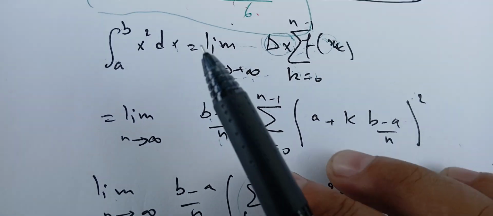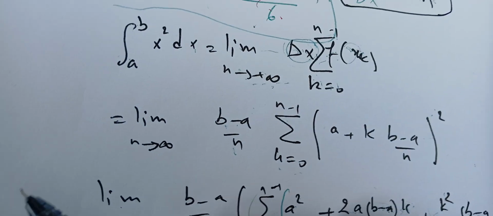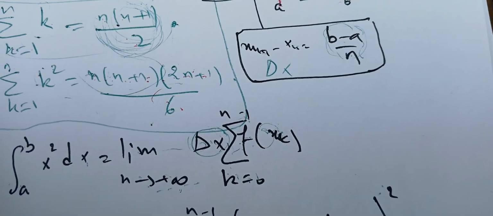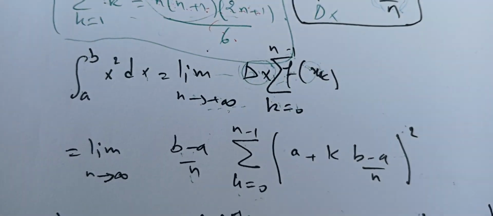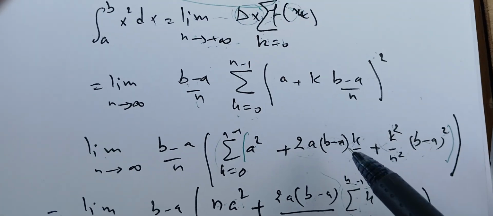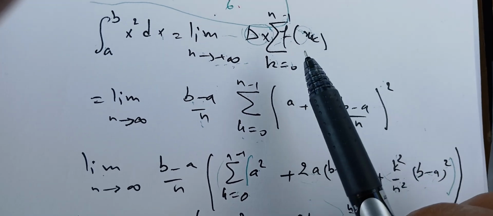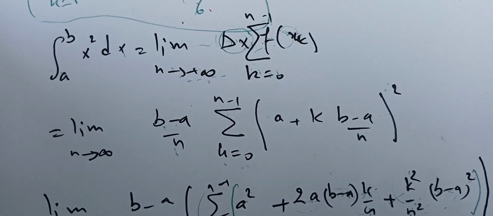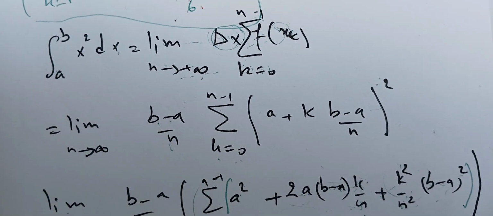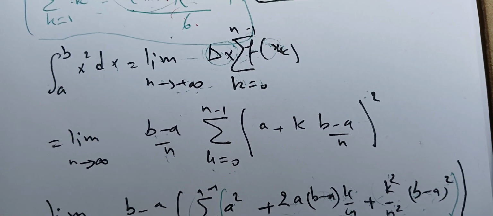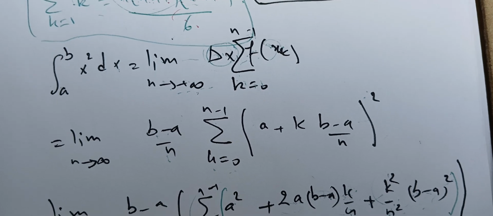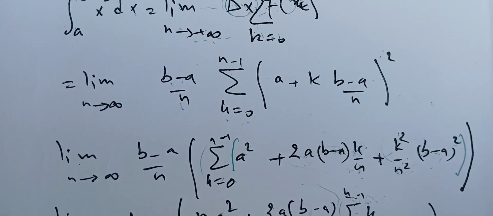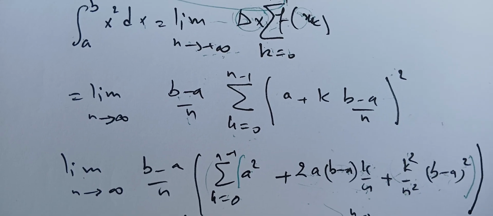Now, when we expand this one, we're going to have the following. It's going to be the limit as n goes to infinity of this sum, the sum of this expansion. When we compute the square, we're going to have a squared plus 2a times (b minus a) times k over n plus (k over n) squared times (b minus a) squared. I had to simplify this one because we don't want to spend a lot of time on algebra.